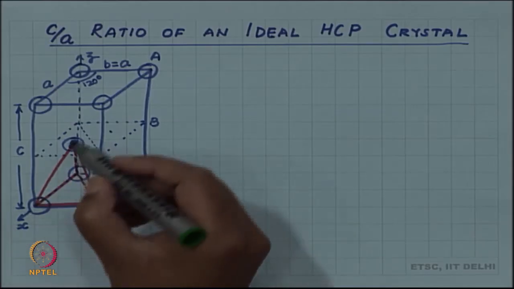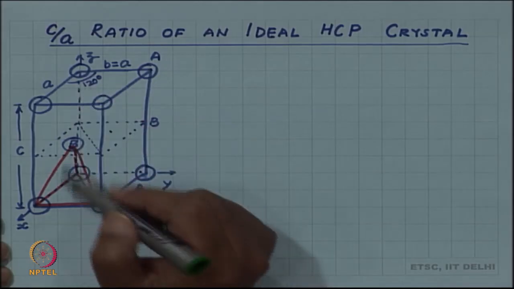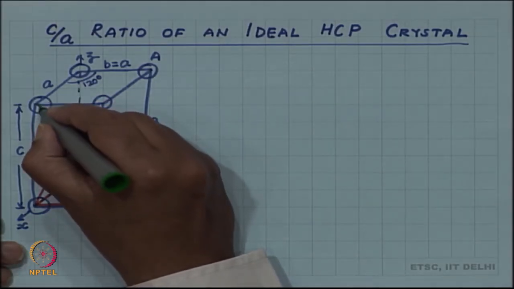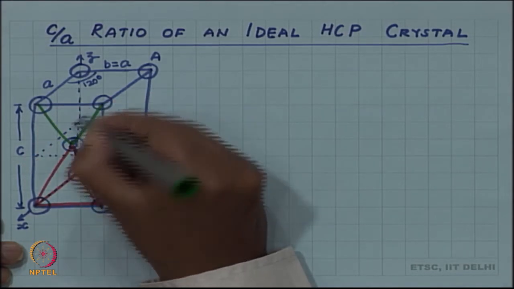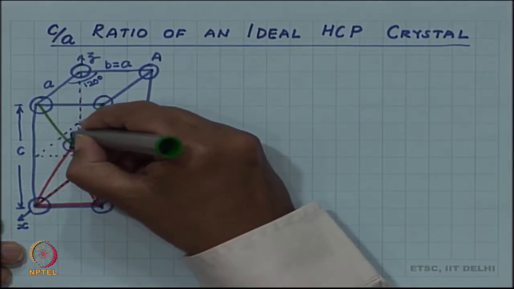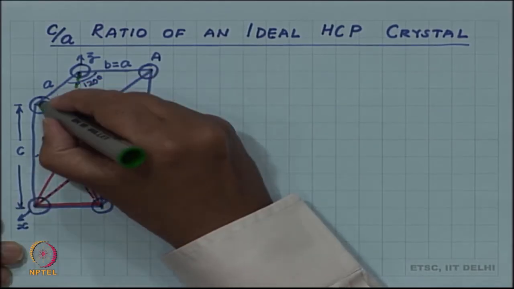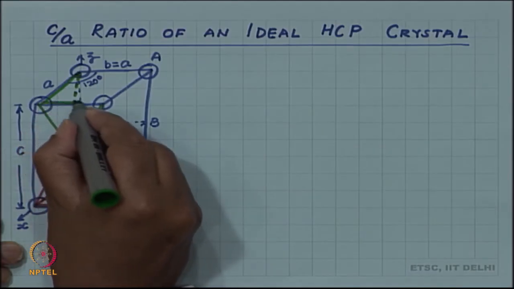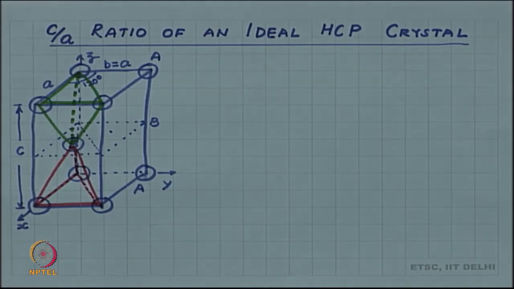But the same B atom also forms a tetrahedron with the 3 A atoms above it. This forms an inverted tetrahedron. If I now join this B atom to these atoms above, then here also it forms a tetrahedron, only it is an upside down tetrahedron. So, what we call an inverted tetrahedron.